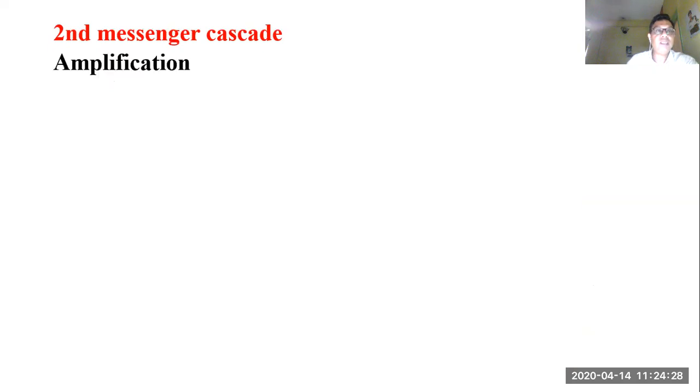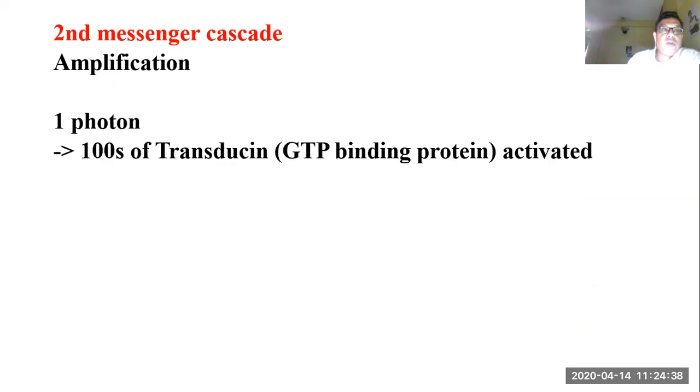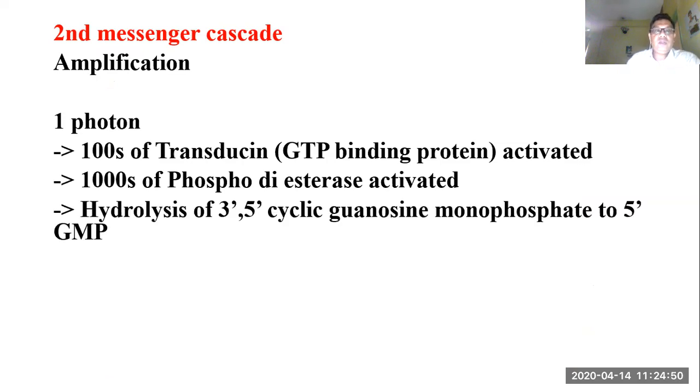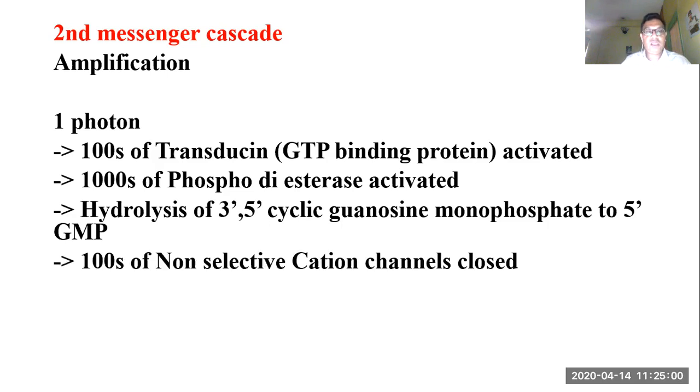Now let's see what the second messenger system does. It amplifies. So the second messenger system is for amplification. This is more particularly true in the case of rods, where even one photon will bring about hundreds of transducins being activated, and then hundreds of transducin will activate thousands of phosphodiesterase, and then phosphodiesterase will hydrolyze cyclic guanosine monophosphates, and the absence of cyclic guanosine monophosphates will close the gated channels, and cations will not enter.